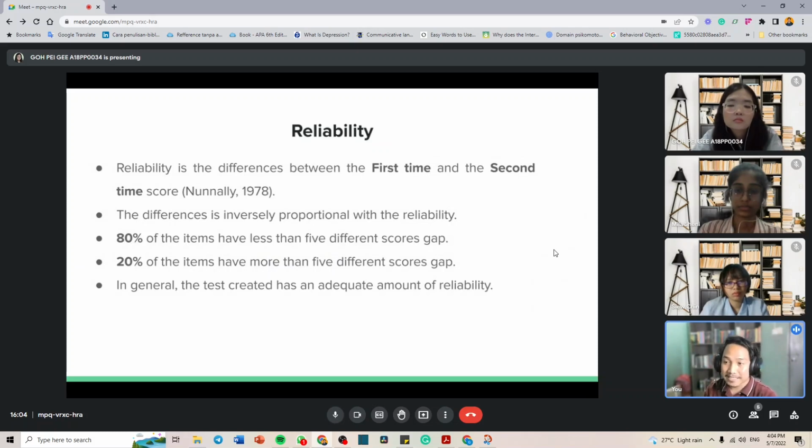So from our question, 80% of the items have less than 5 different score gaps. Meanwhile, only 20% of them have more than 5 different score gaps. So in general, we can conclude that the test that we created has an adequate amount of reliability. Okay, so that is for me. Next, I will pass to the next members.